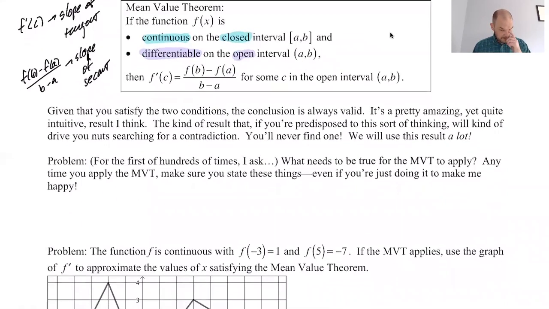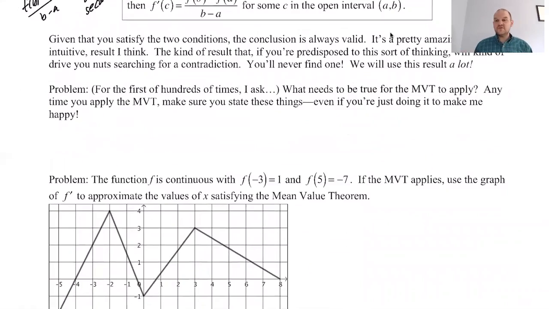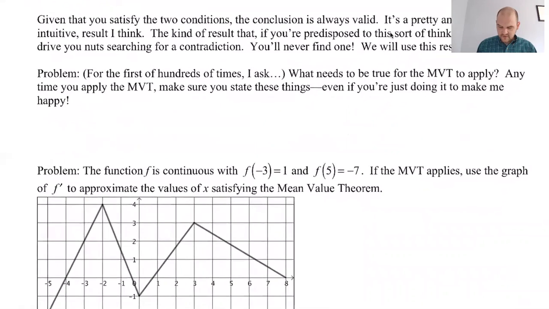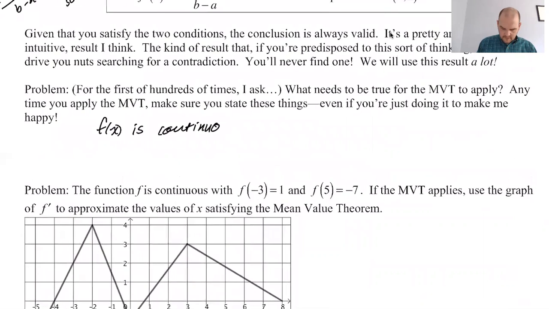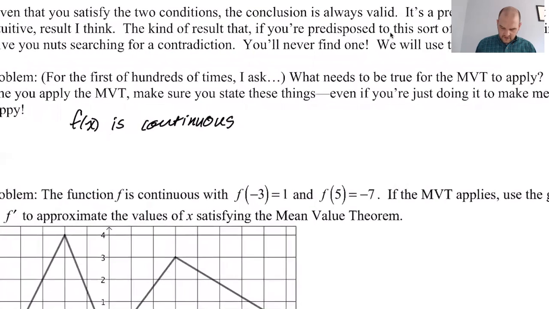All right, so let's do the first problem on the page, which it turns out is saying what needs to be true for the mean value theorem to apply. Is it possible that you don't remember? I doubt it, but maybe. So what we need is f of x is continuous. Ugh, that's like my least favorite word to write all the way out. Continuous on the closed interval AB, and differentiable on the open interval AB.